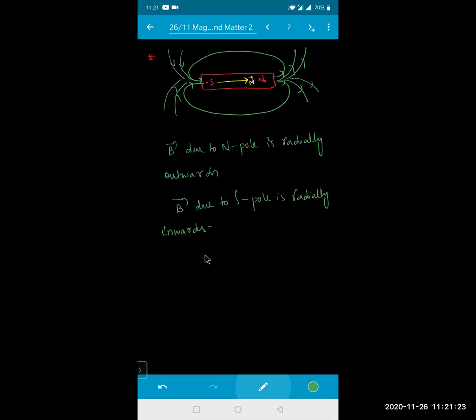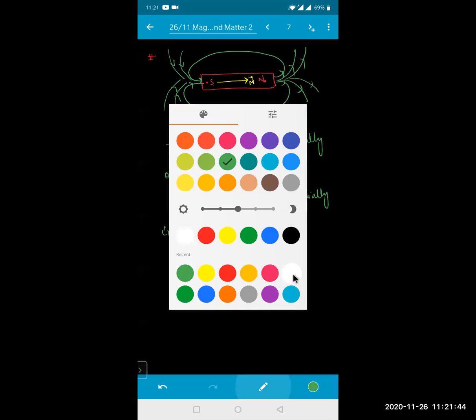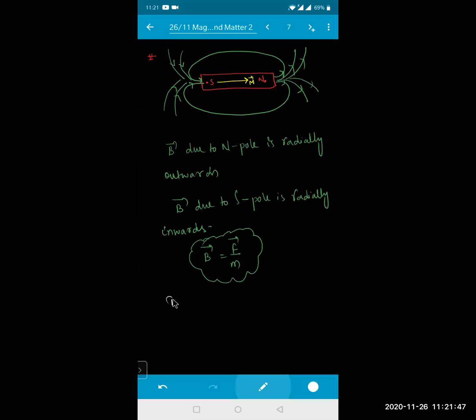The magnetic field formula is B bar equals force per unit pole strength, just like electric field E equals F by q. Here also, force per pole strength is known as the magnetic field. So B bar is equal to F by M. That means the force experienced by a unit north pole kept at a point in a magnetic field is called the magnetic induction.